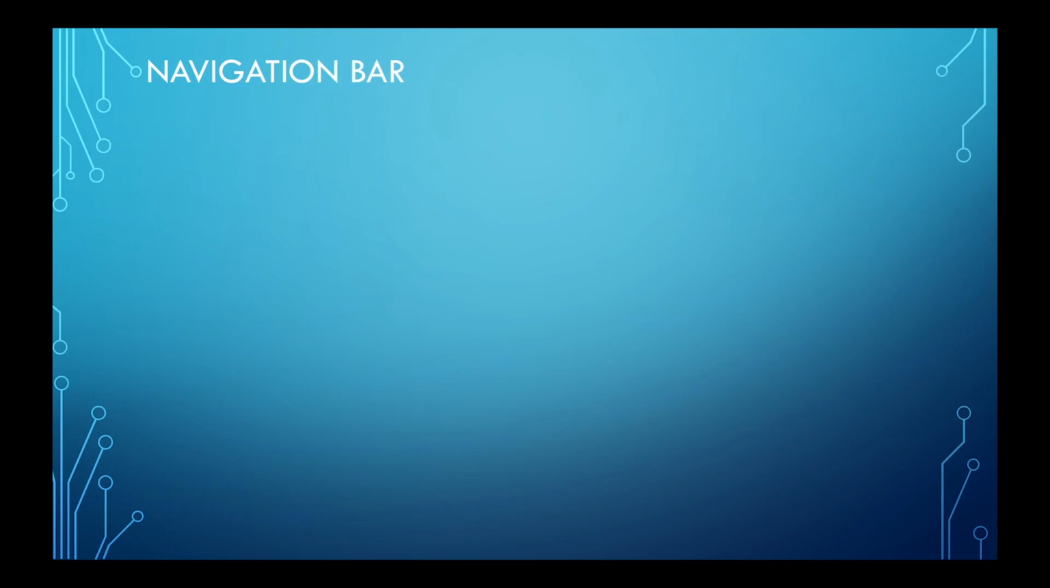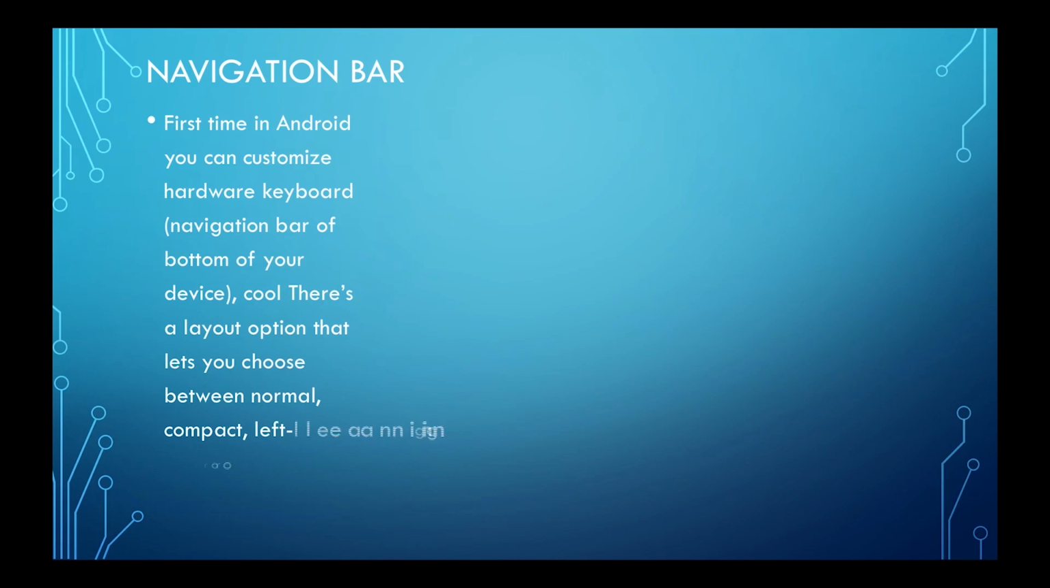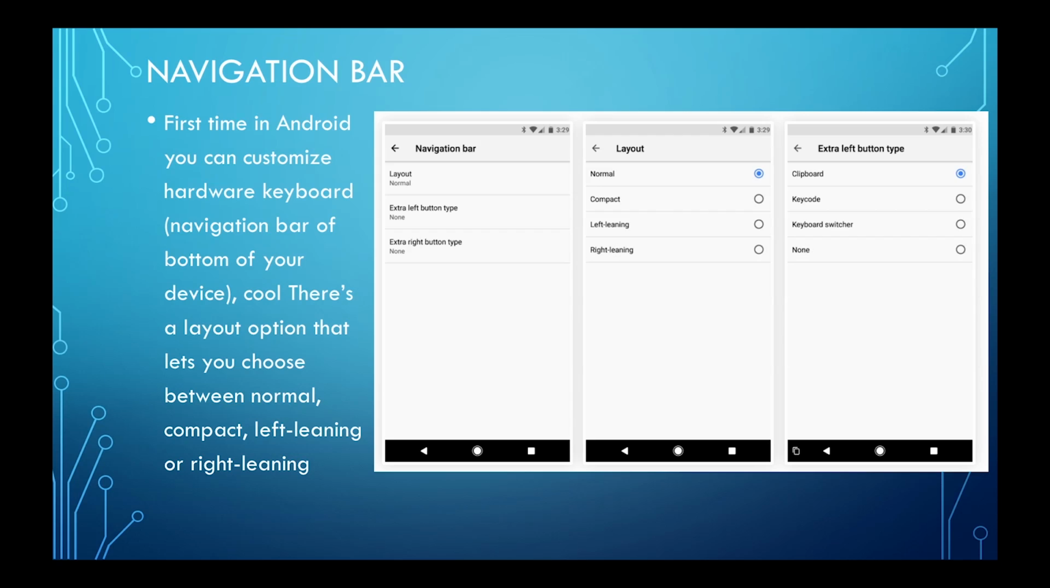The next one is the navigation bar. For the first time in Android you can customize the hardware keyboard navigation bar at the bottom of your device. You can see there are options given: normal, compact, left leaning, right leaning. By choosing these options, your bottom bar of hardware keys gives you a different feel, different layout.